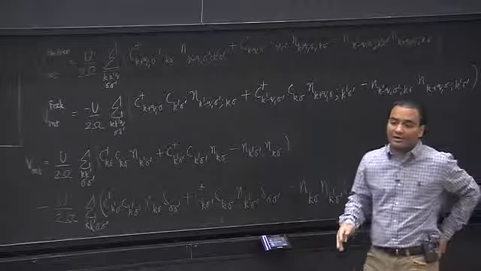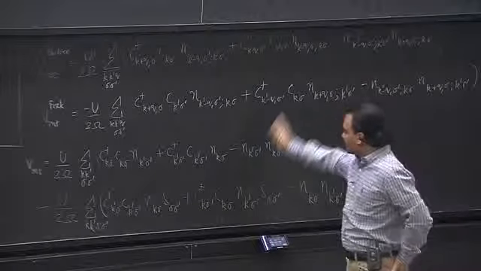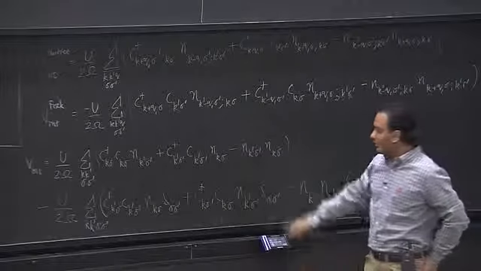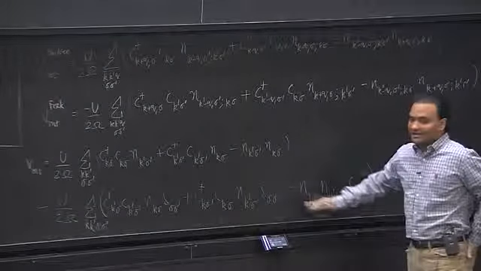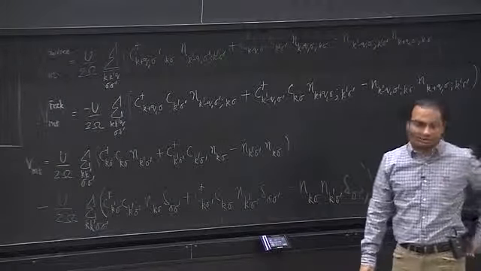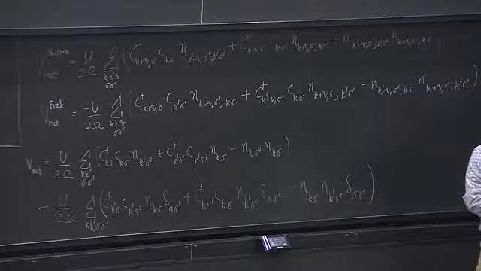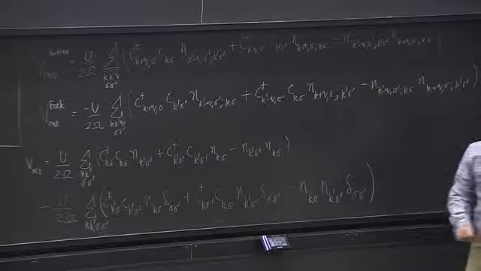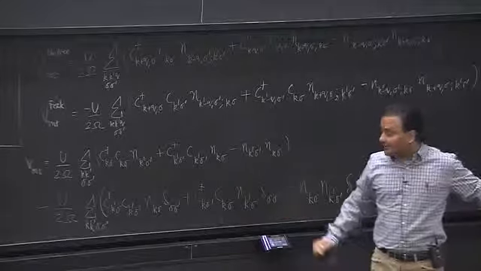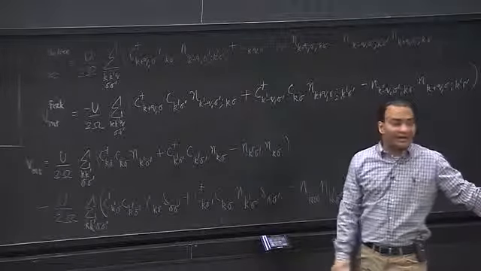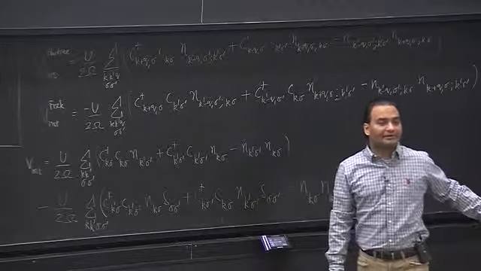So the full Hubbard model, you have the kinetic energy part, and you have these two terms. The first line corresponding to the Hartree, and the second line corresponding to the Fock term. So tomorrow we'll start from here and see how this Fock term will give rise to ferromagnetism. Any questions?